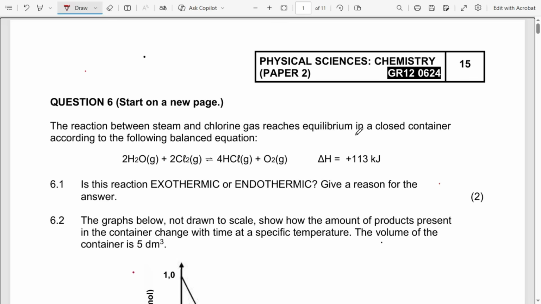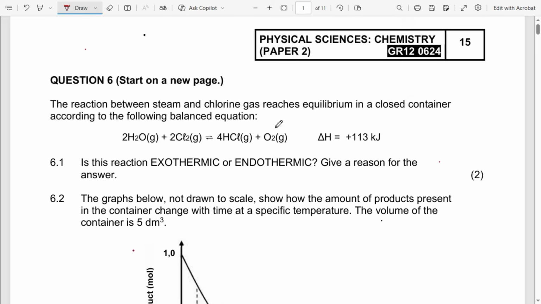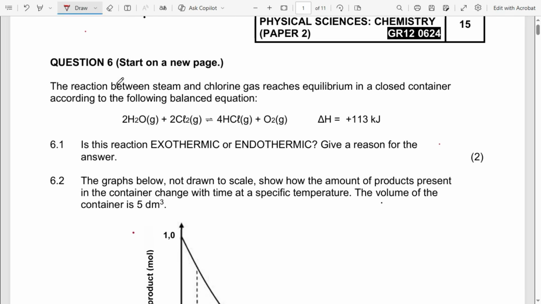Okay, great. So let's look at this question. This has to do with chemical equilibrium. Let's see what we have on the first question. The reaction between steam and chlorine gas reaches equilibrium in a closed container according to the following balanced equation. So this is what we call a closed system. It's not an open system, okay?